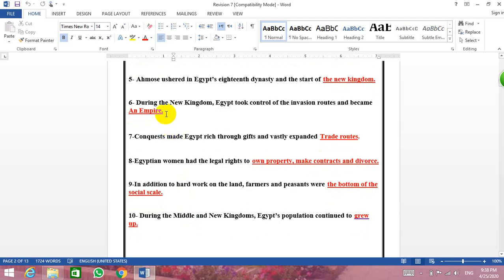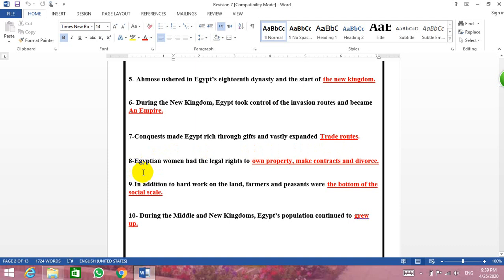Point number 5, Ahmose ushered in Egypt's 18th dynasty and the start of the New Kingdom. Point number 6, during the New Kingdom, Egypt took control of the invasion routes and became an empire. Okay. Point number 7, conquests made Egypt rich through gifts and vastly expanded trade routes. So the answer is trade routes.